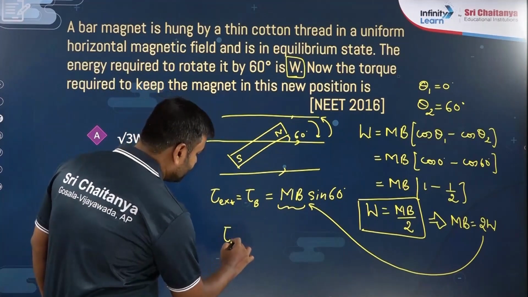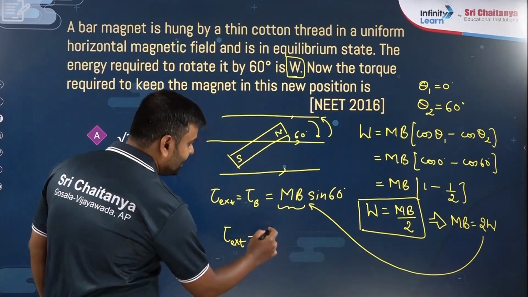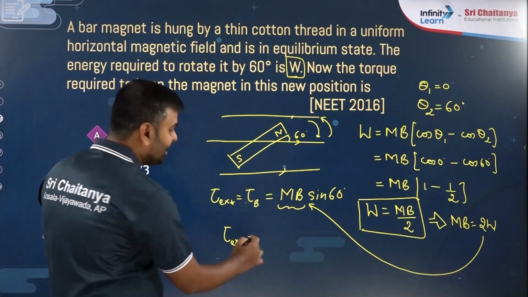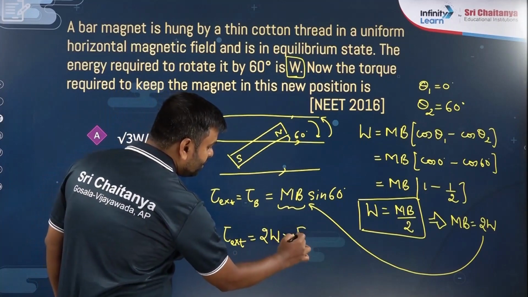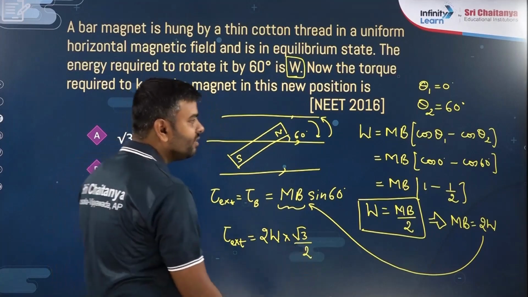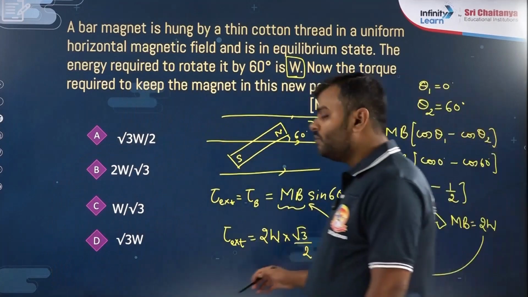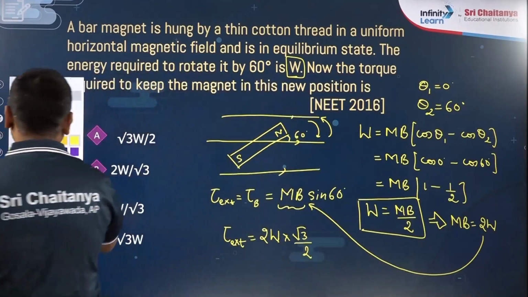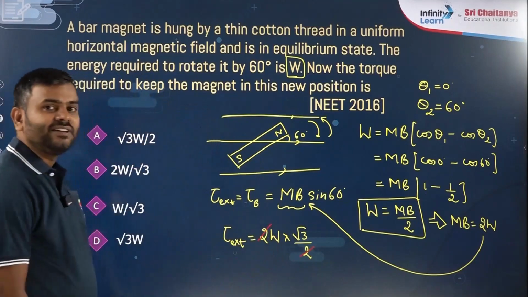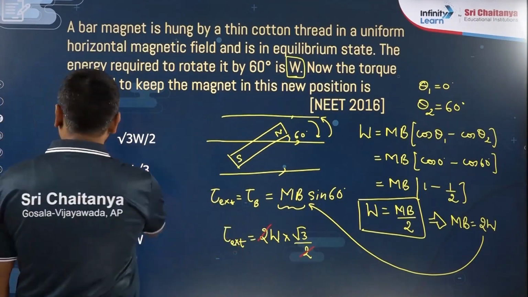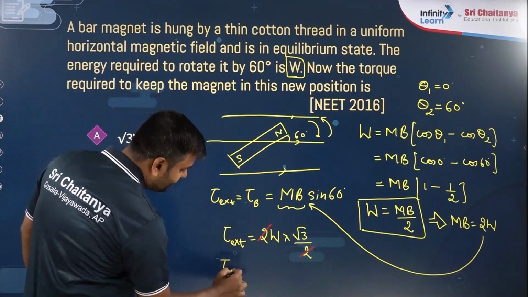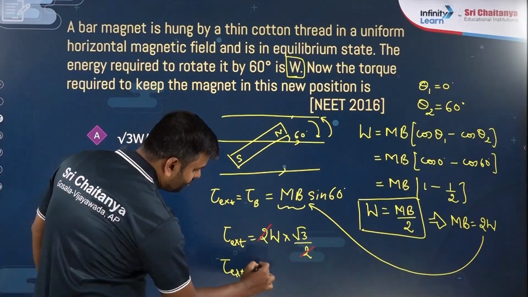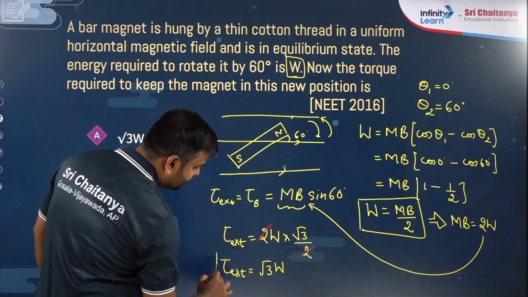So what will be the torque which has to be applied? The torque will be equal to MB sin theta, and in place of MB we write 2W. Sin 60 is root 3 by 2. So we cancel the 2, because it is present in the numerator as well as the denominator. The final value we have got is that the external torque equals root 3 times W. This is the final answer.